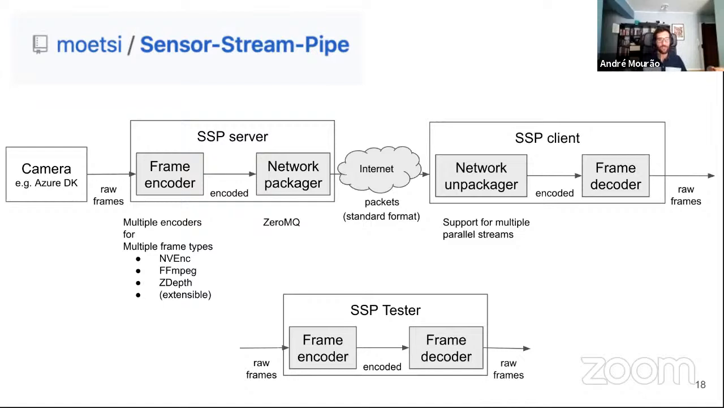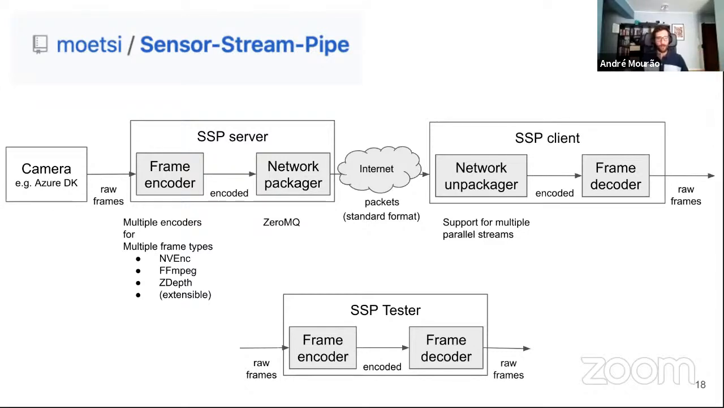So the first step is to grab these encoded frames and get them to the network packager, which is built on top of ZeroMQ. ZeroMQ enables you to easily get these bytes of the encoded frames into a network package and send them over the network.